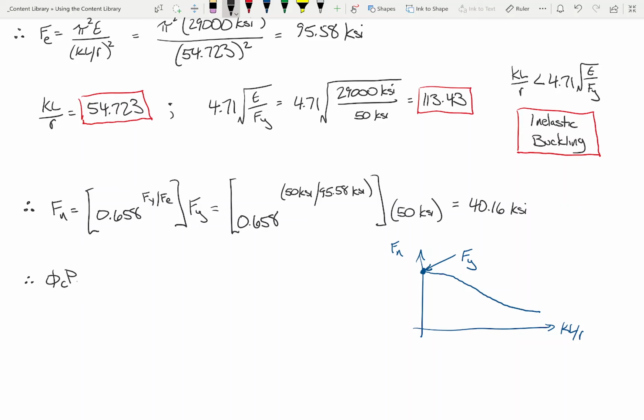So therefore, phi PN is 0.9 FN AG, which is 0.9 times 40.16. What was AG again? 26.5. And so phi PN is what? We'll say to 1 decimal place, because at this point you're fine.